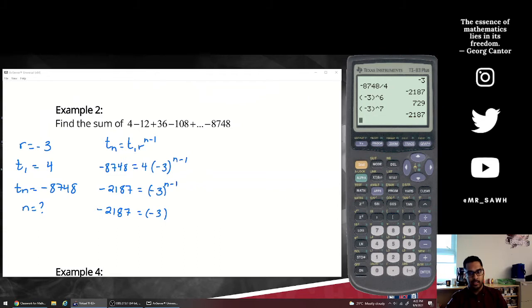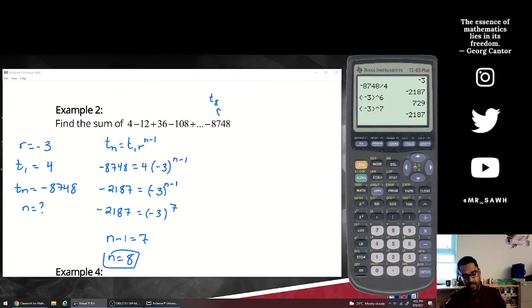So I know that this negative 3 to the power of 7 will get me the same result. Now that I know that n minus 1 should be equal to 7, therefore, n should be 8. So there are 8 terms in this sequence, and this last one is T8.